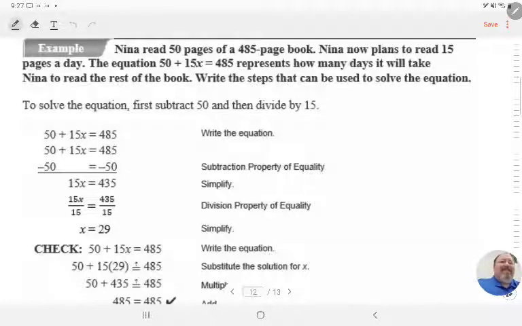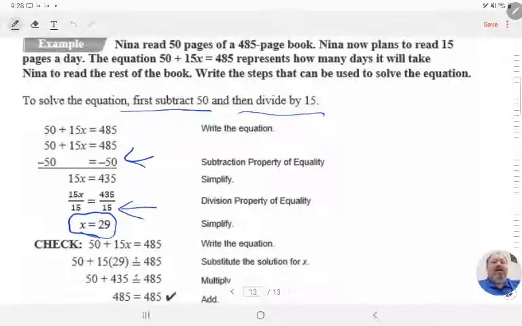So we are to write the steps that can be used to solve the equation. Well, when we look at this, in order to solve this, you would have to subtract 50 first. Then you would have to divide each side by 15 to get your answer of 29 days, right? So the first step is to subtract 50, then you would divide by 15. And so that's how you would answer that. To solve the equation, first subtract 50, then divide by 15.